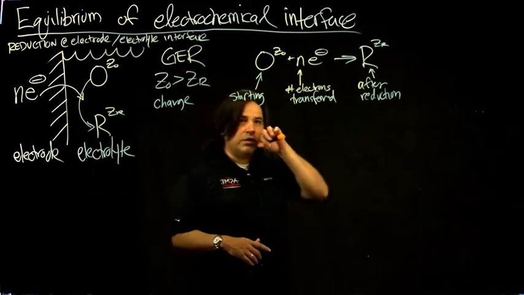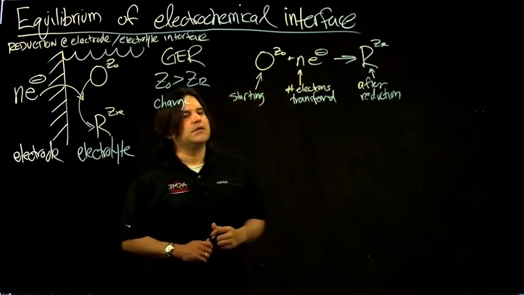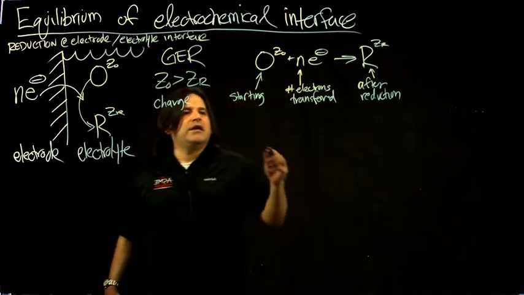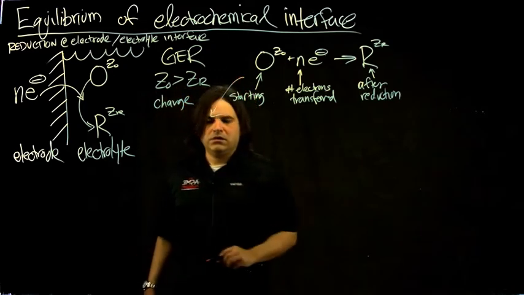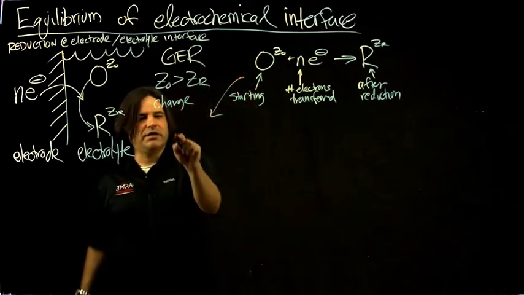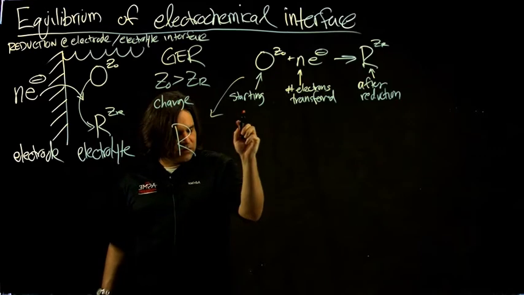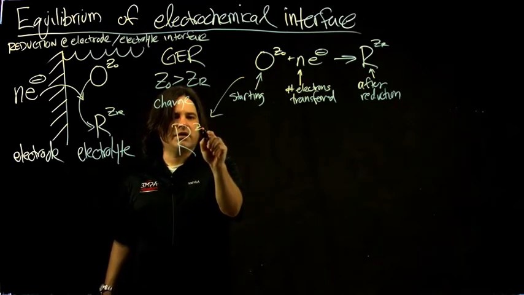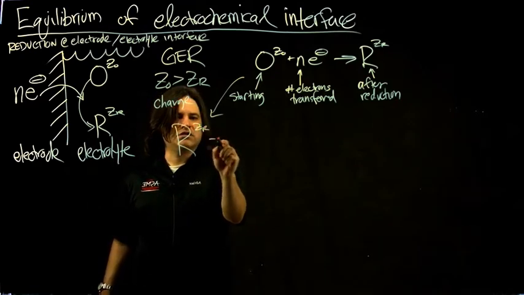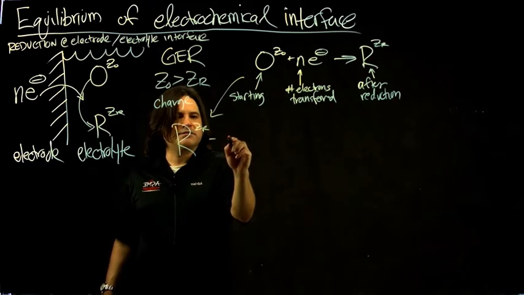Okay, so we can write it another way to say that a standard way to write this would be to put the electrons on one side. So it would be R with the reduction.